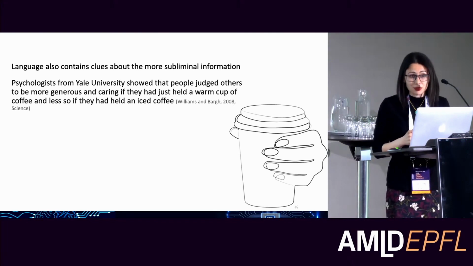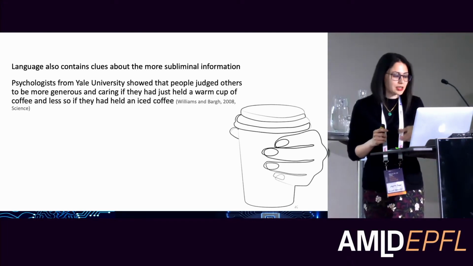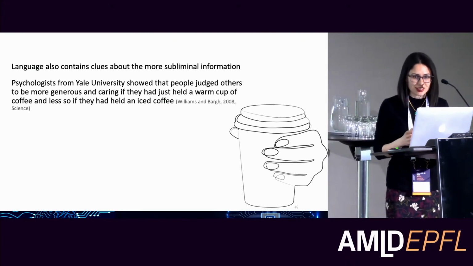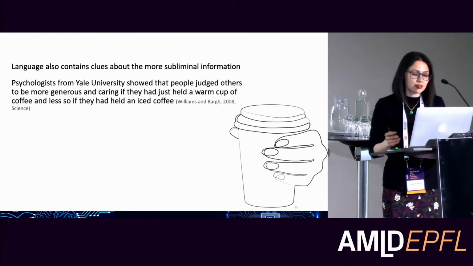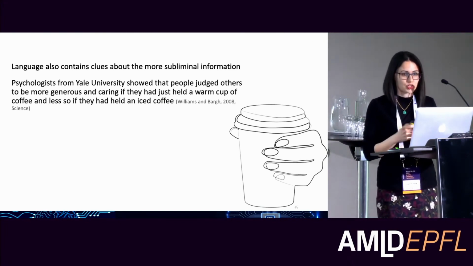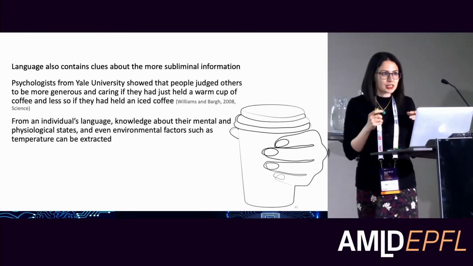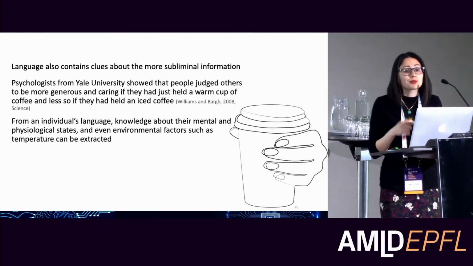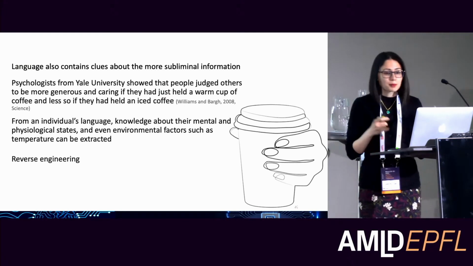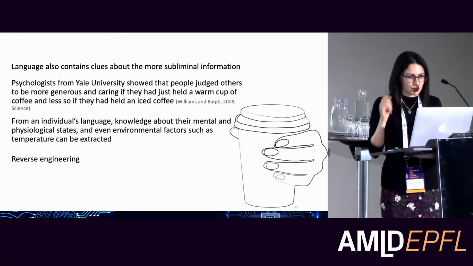Without the participants being aware of what was going on, if they were holding a warm cup at the beginning, they would describe the personality of that individual as warm, caring, generous, on the dimension of warmth. And if they held a cold coffee, they would have more negative description. So you can say that the language of the person would have information about the temperature that the participant was exposed to. Then it would be a case of reverse engineering, how we can go from language to the mental state.